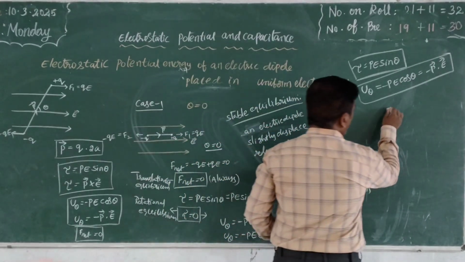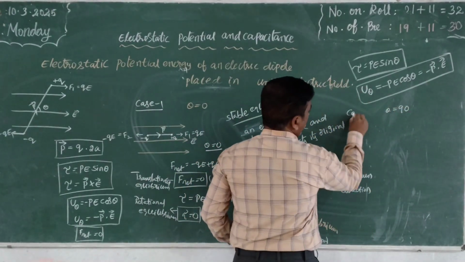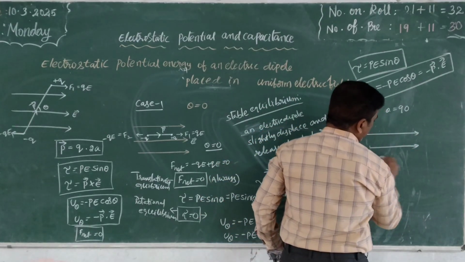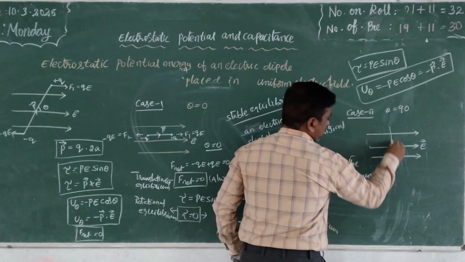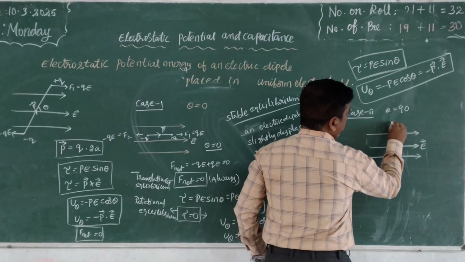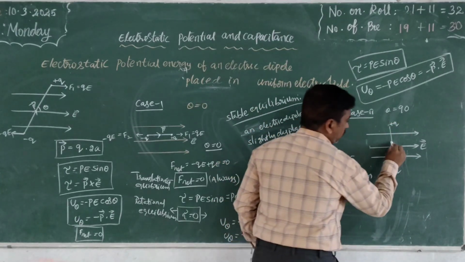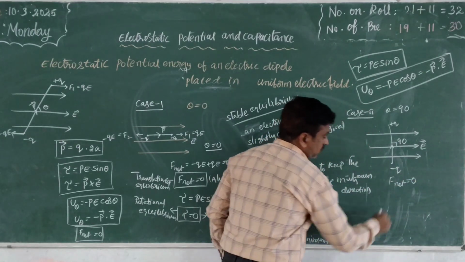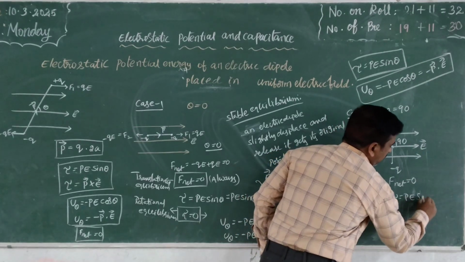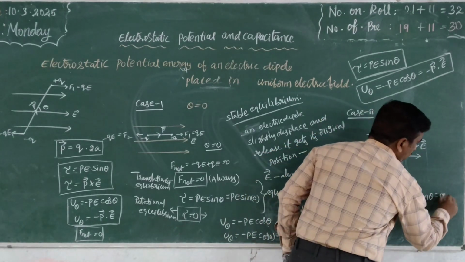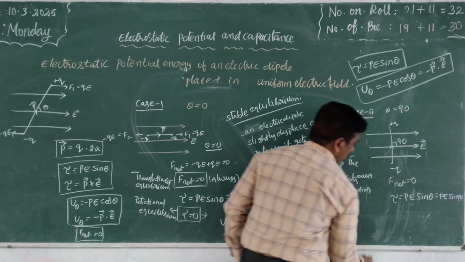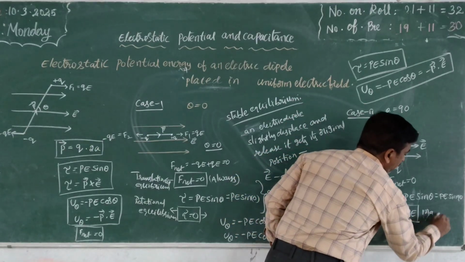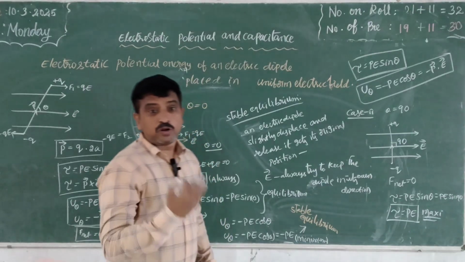See here, theta equals 90 degrees means case 2. In case 2, the electric dipole is placed perpendicular to the electric field. This is the electric field, this is the electric dipole, this is minus q, this is plus q. This is the direction of the electric dipole moment. What is the angle? Here 90 degrees. F net equals 0, it is always 0. What is the torque? Torque equals pE sin theta, so pE sin 90, sin 90 value is 1. So torque equals pE, which is the maximum torque when the dipole is placed perpendicular to the electric field.